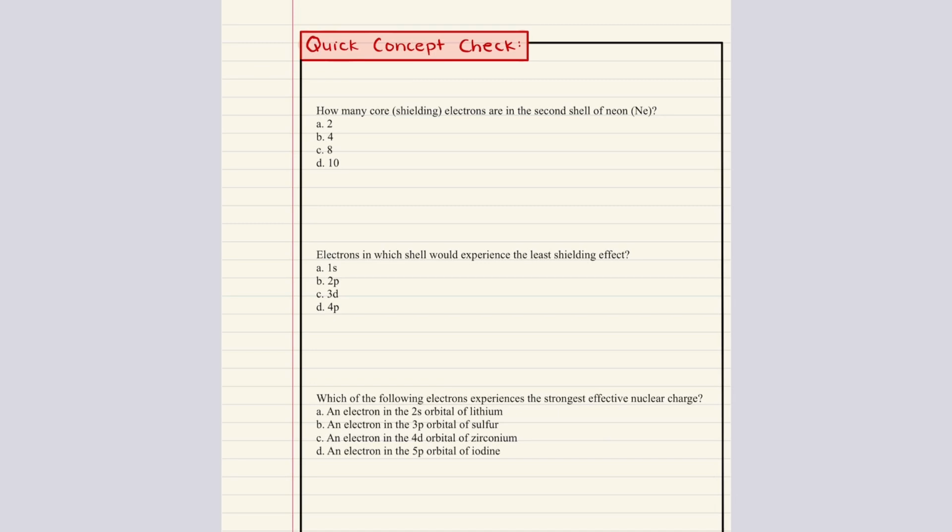To solve this, recall that core electrons are those in inner shells that shield valence electrons from the nuclear charge. Neon has an atomic number of 10, meaning it has 10 protons and 10 electrons. Its electron configuration is 1s2, 2s2, 2p6. From the electron configuration and our rules for valence electrons, which we covered in our special topics electron configuration video, neon has 8 valence electrons.